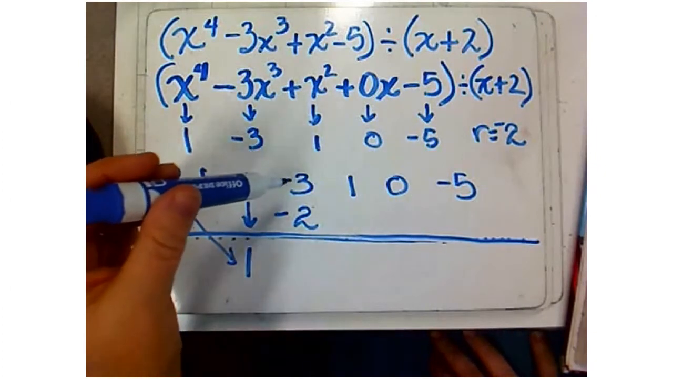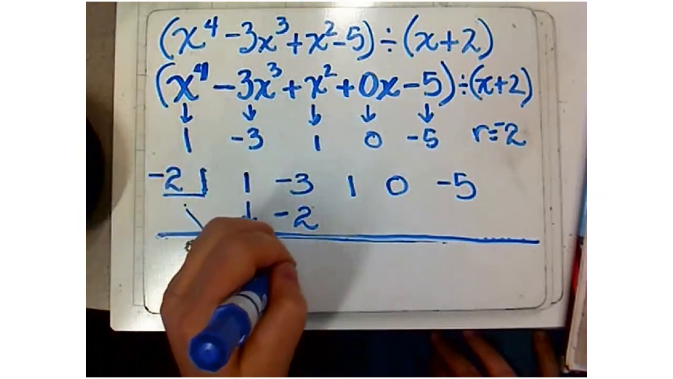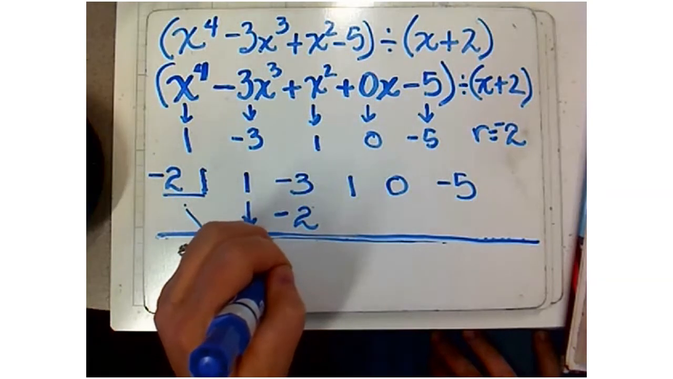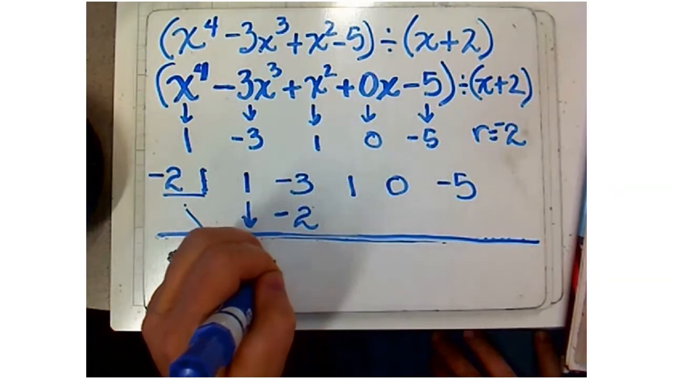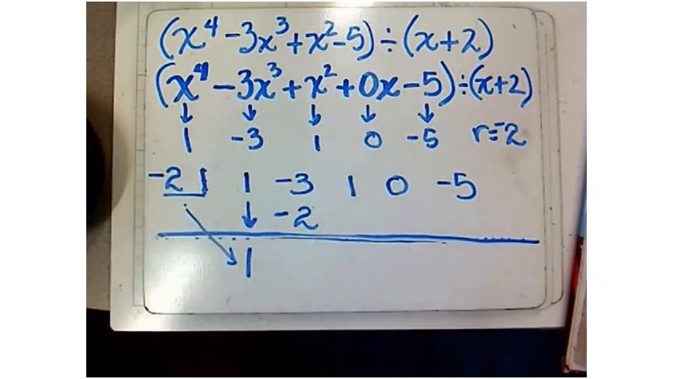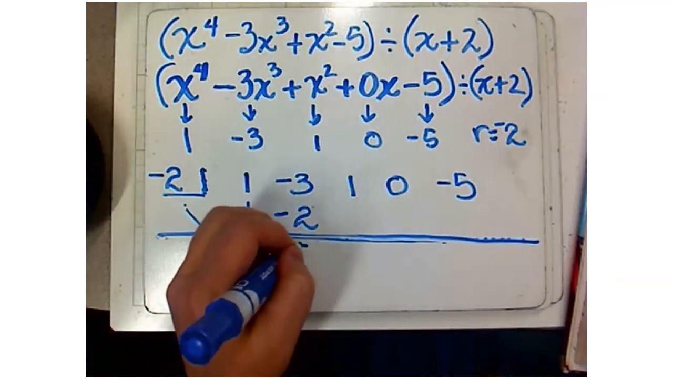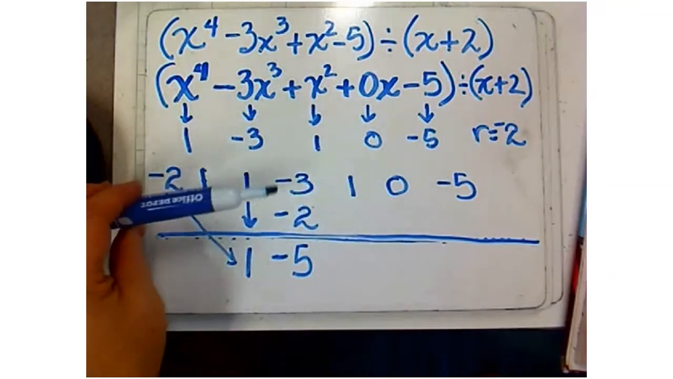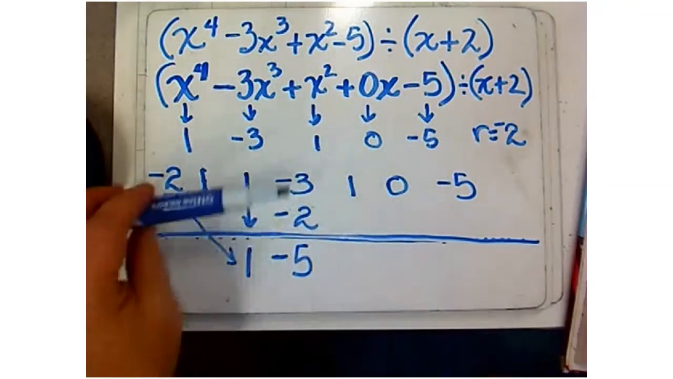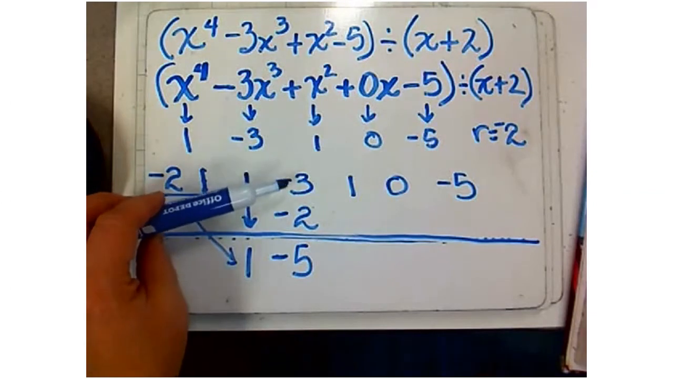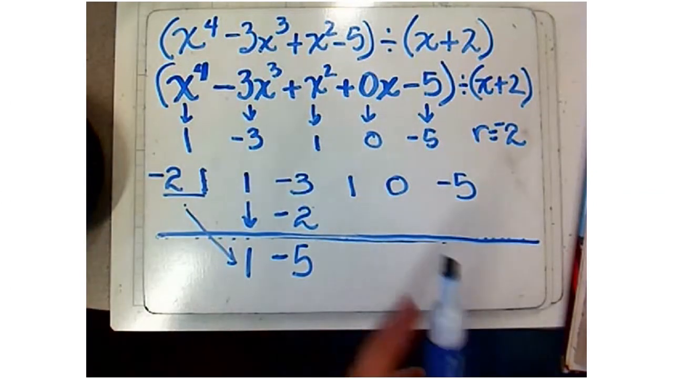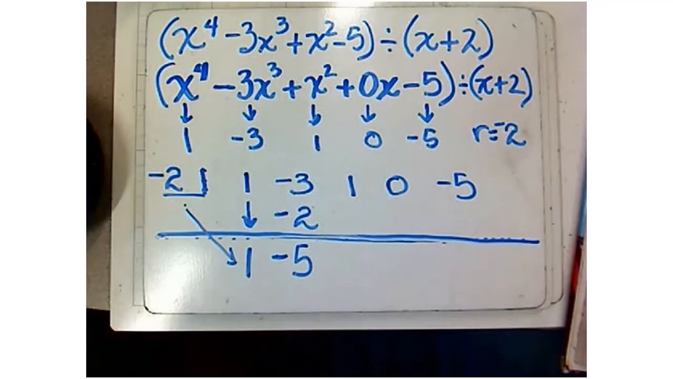Now combine -3 and -2. Combine means to do what? It's adding. So it's -5. So combine -3 and -2, add or find the sum of -3 and -2, and write that below the line, below the -2. What is it? -5.